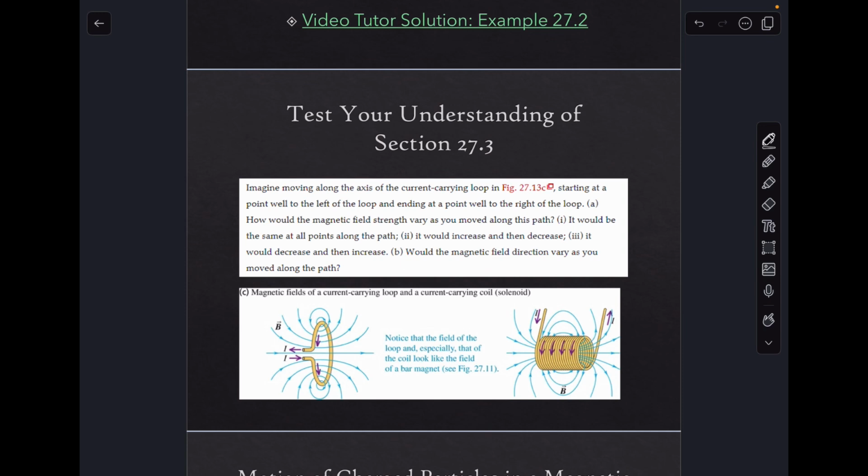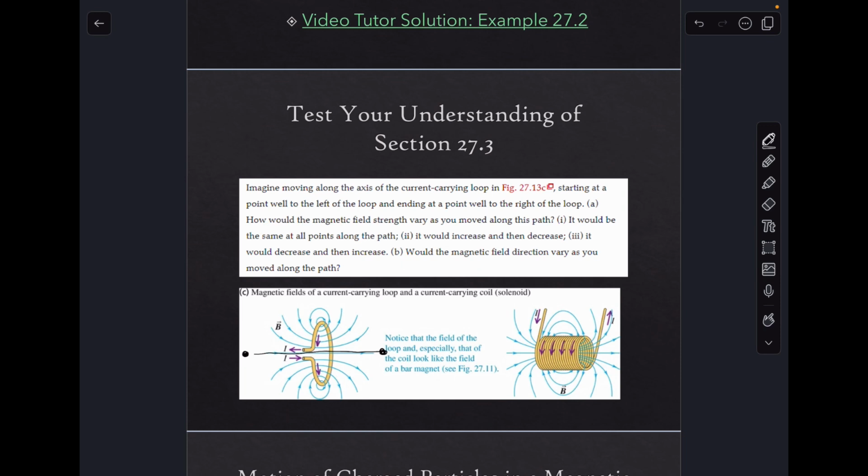So let's take a look at it. It says, imagine moving along the axis of a current carrying loop in this figure right here. This is the axis of a loop. It goes straight through the middle of the loop. Starting at a point to the left of the loop, somewhere over here, and moving along that axis to over here to the right, how would the strength of the magnetic field change as you move along this path? So how would the strength of this field change?